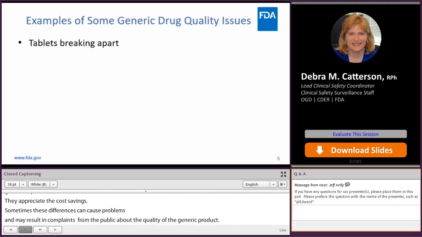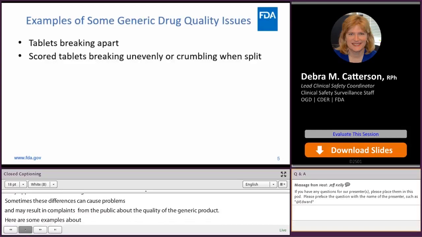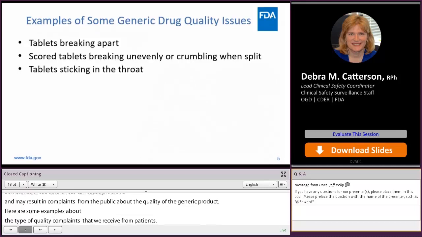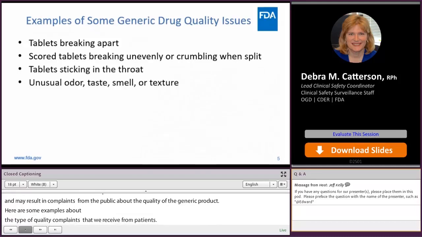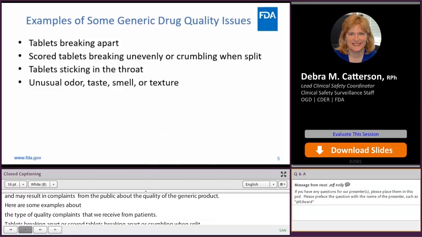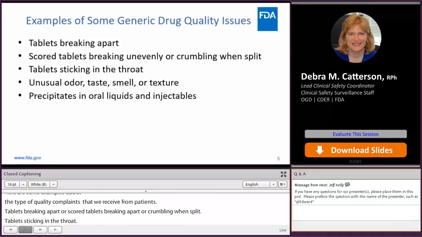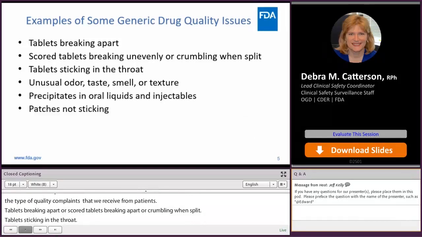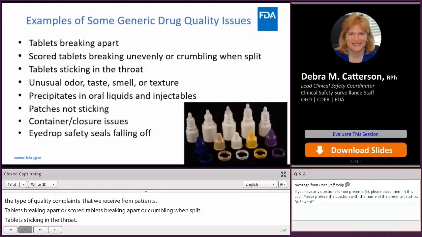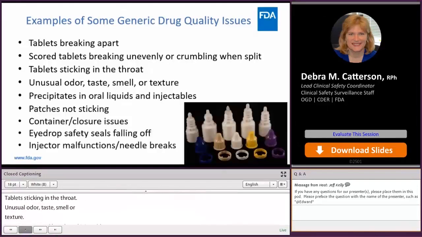Tablets breaking apart, scored tablets breaking unevenly or crumbling when split, tablets sticking in the throat, unusual odor, taste, smell, or texture, precipitates in oral liquids and injectables, patches not sticking, container closure issues, eye drop safety seals falling off, and injector malfunctions and needle breaks.